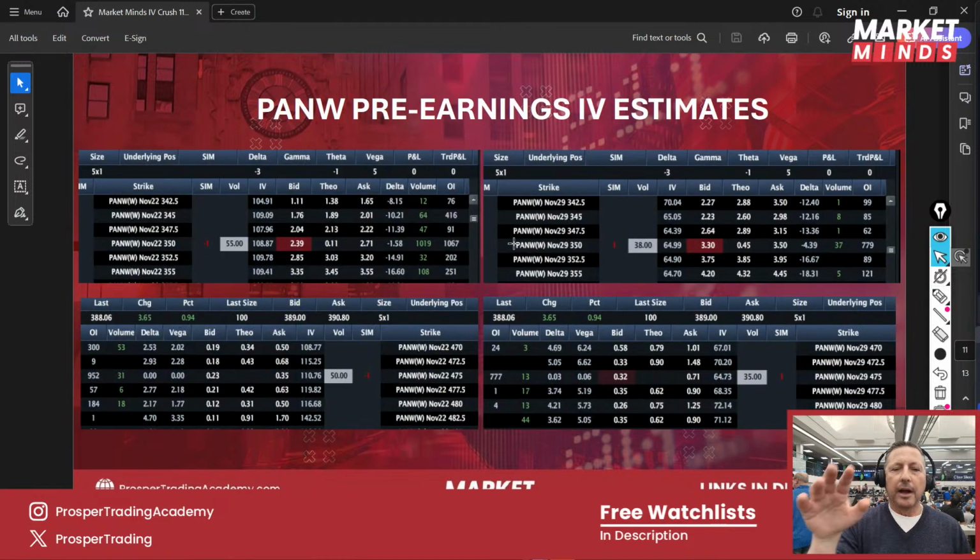Now, I'm not going to go through the Palo Alto one because I have this up here as well. Similar situation to Intuit. I've shown you guys where the current implied vol is, where I am projecting it to be. This is the pre-earnings estimate.